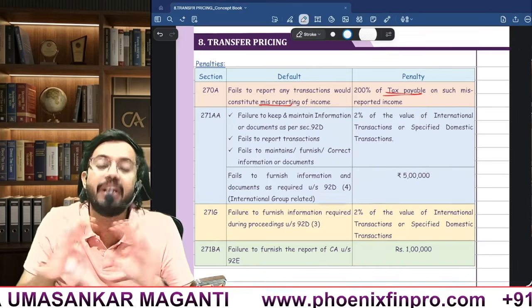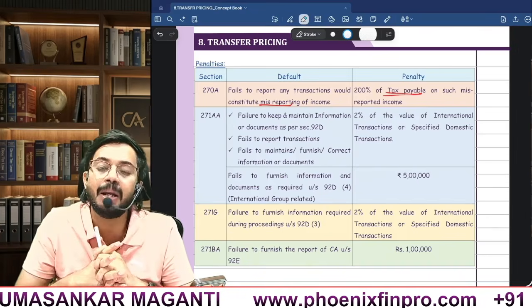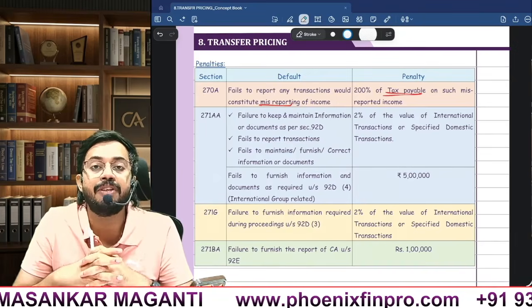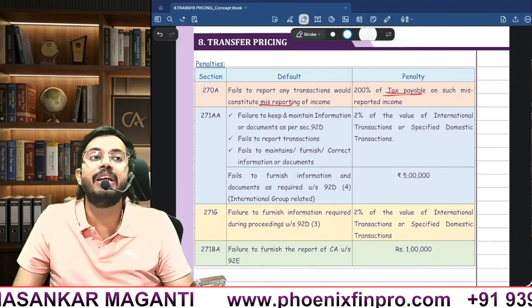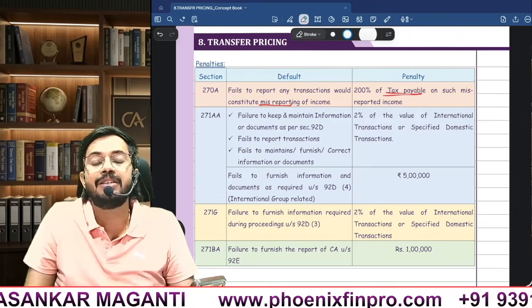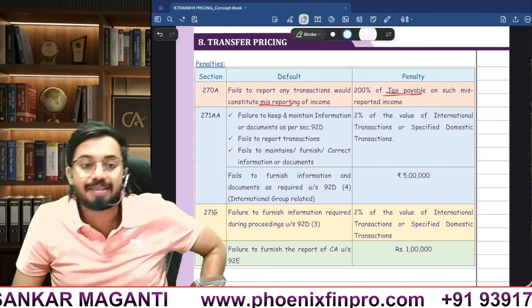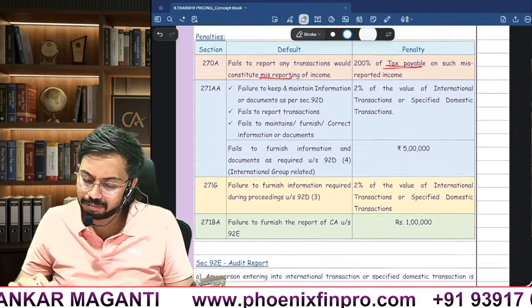If you do not do it intentionally, it will be treated as under reporting of income. Even for under reporting of income, there is penalty. Penalty is 50% of tax liability. But with a willful attempt, if you avoid payment of tax, that is misreporting of income, for that penalty is 200% of tax liability. Are you able to understand?